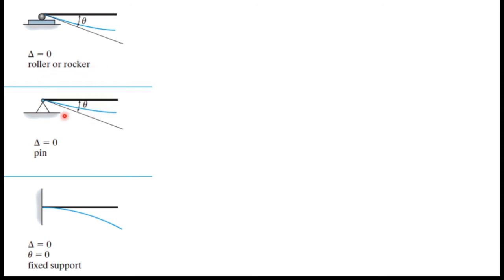The second one is the pin support. Here also delta equals 0, that means the deflection is 0, but there is a slope. The third one is the fixed support. Here the deflection is 0 and the slope is also 0. So that is the fixed support condition.